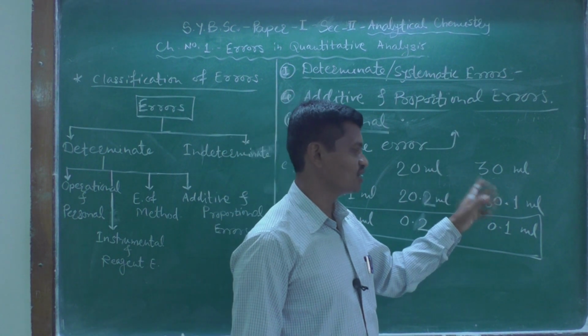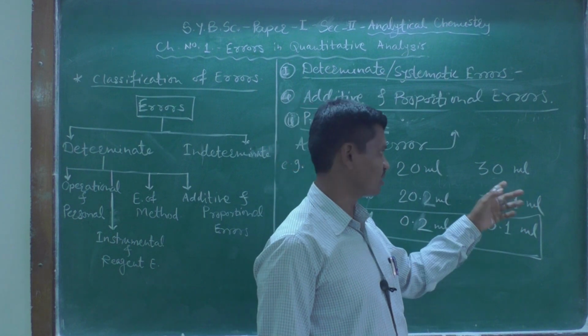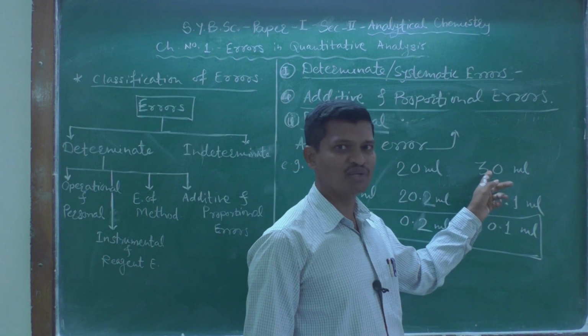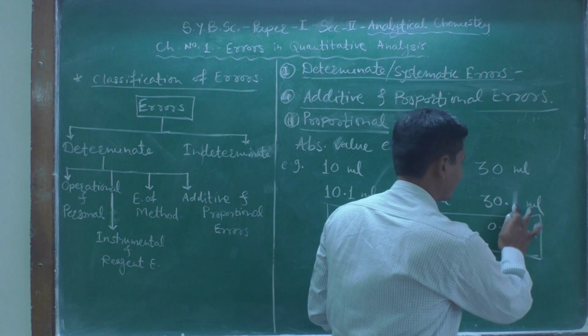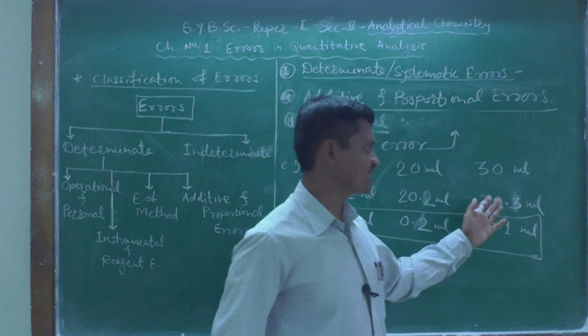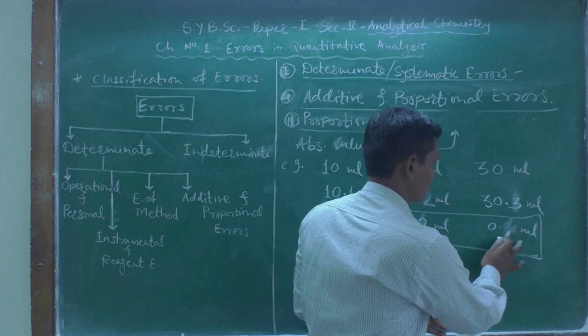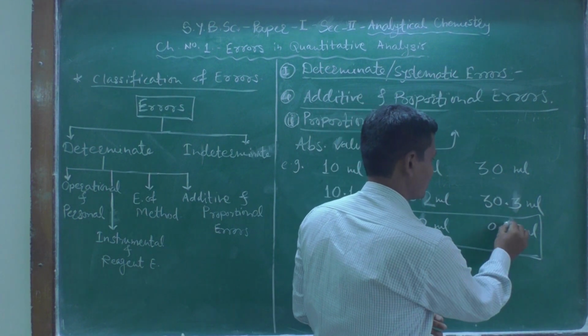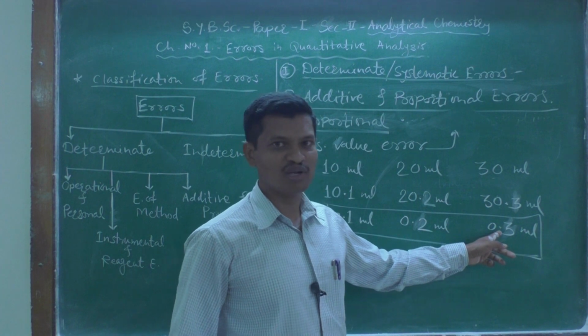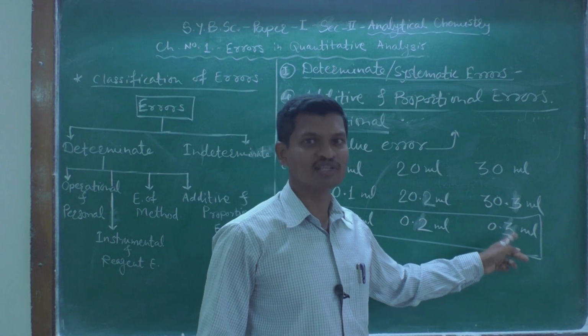And in the third case, we triple the volume of the sample. The expected value is 30 ml, but we are getting 30.3 ml. So here 30.3 minus 30, the absolute value of error is 0.3 ml.